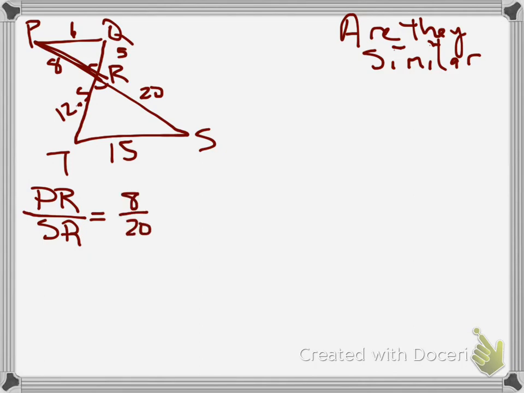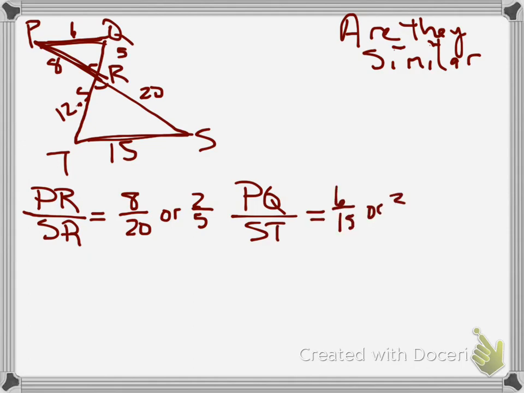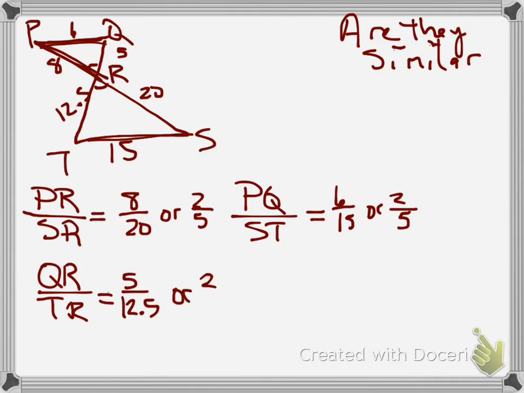Now, notice what I did here is I tried to take that top triangle and compare it to the bottom triangle. So 8 over 20, notice how the opposite sides are what I'm comparing, and that gives me 2/5. Okay, so then I try the bottom and the top, PQ and ST, I get 6 over 15, which also simplifies to 2/5, and then QR to TR, that's 5 over 12.5, which would simplify to 2/5. I can show you how to do that on the calculator, by the way, because that might be a little bit more difficult for that one on the calculator.